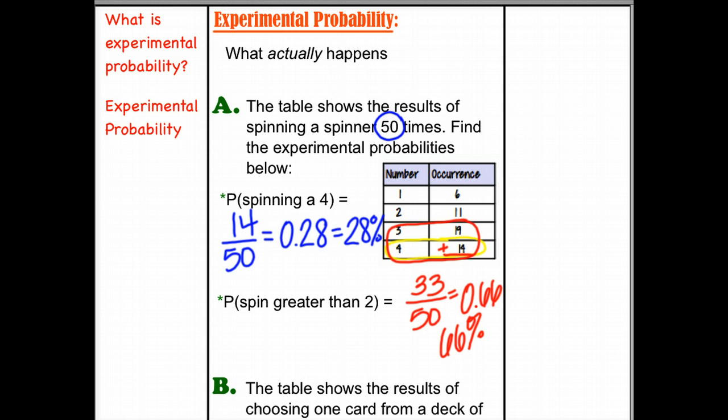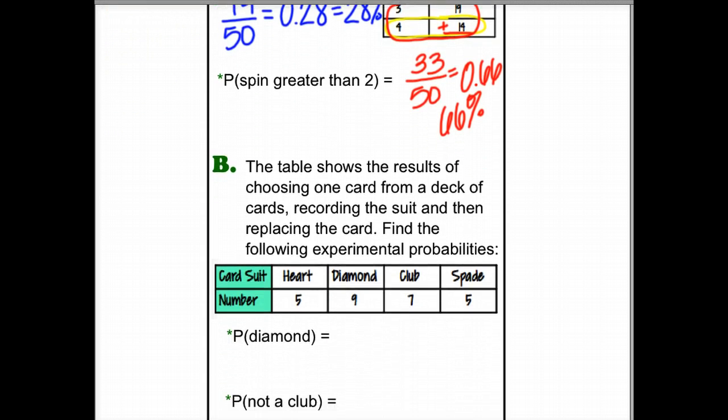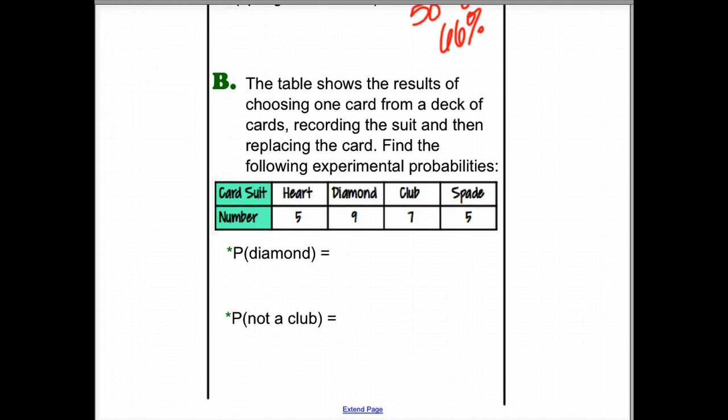The next example, we have a table showing the results of choosing one card from a deck of cards, recording the suit, and then replacing the card. Find the following experimental probabilities. First, the probability of a diamond. It says here diamond was 9 times, and we need to know how many it was totally out of. So we have 5 plus 9, which is 14, plus 7, which is 21, plus 5 is 26.